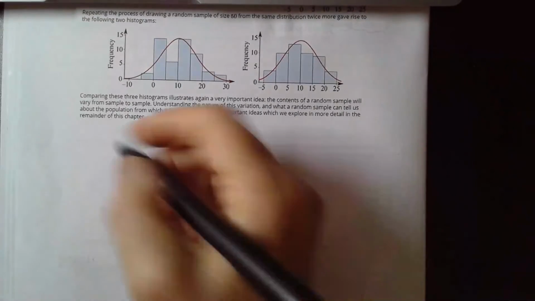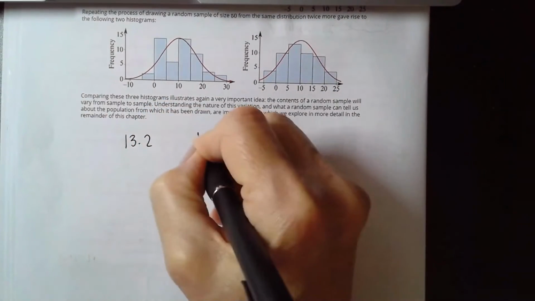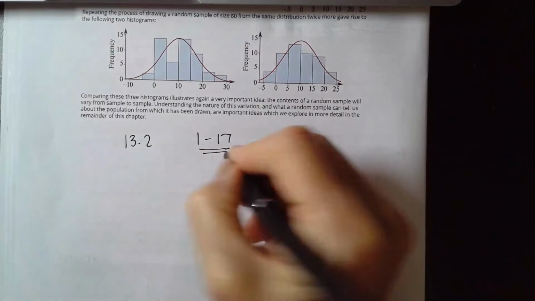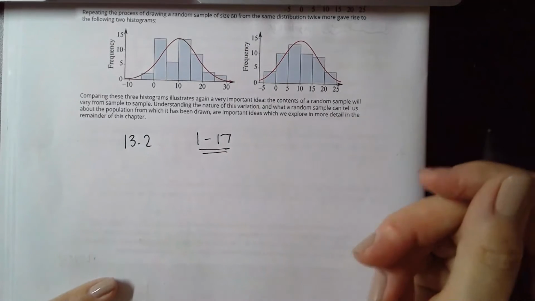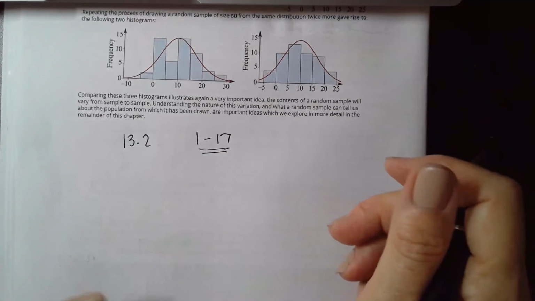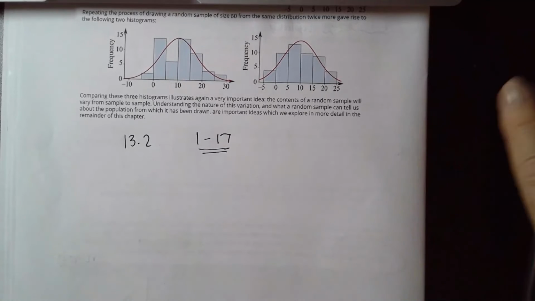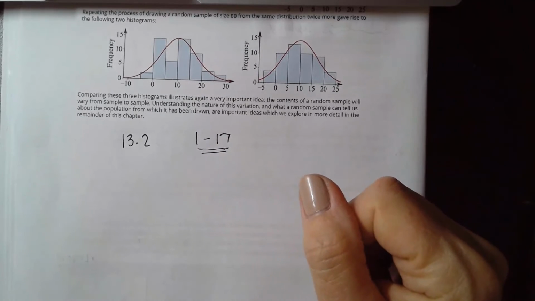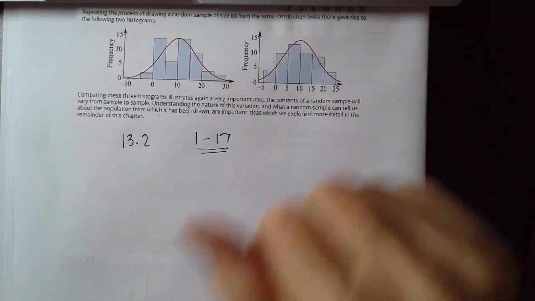In 13.2, I think you can do 1 to 17. A lot of these are just questions like, what's the sample size and what's the population size. So they're very quick. It'd be good for you to do all those. Don't worry about the tech active ones because we won't be doing any of those simulations.